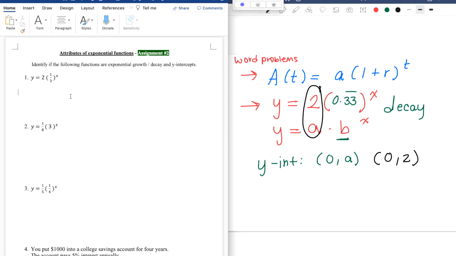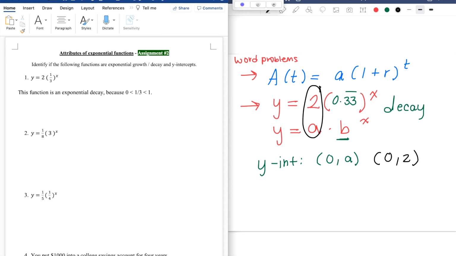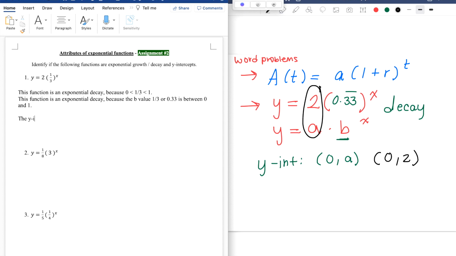So on the Word document, you just have to type it out. This function is an exponential decay because our b value is between 0 and 1. Or you can actually type out your reasoning. This function is an exponential decay because the b value is between 0 and 1. And that's perfectly fine. The y-intercept is at 0, 2.